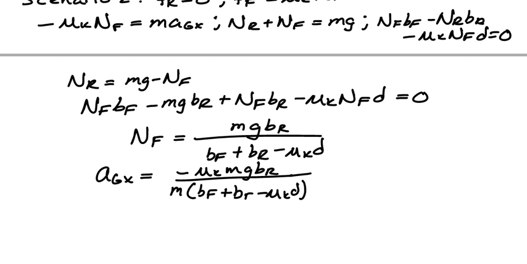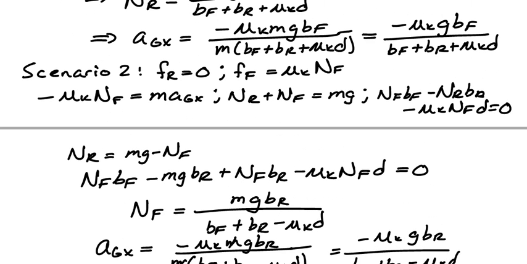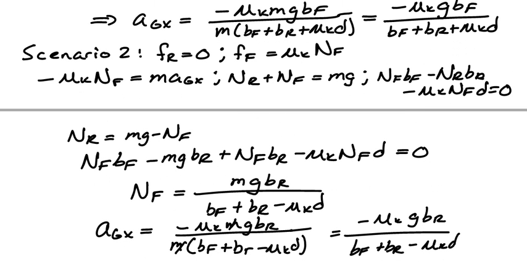So now we can compare the two accelerations. I'll note that the masses cancel. So I'll have minus mu_k times g times b_r divided by b_f plus b_r minus mu_k times d. Now we can compare these two quantities from front wheel braking and rear wheel braking. So this quantity here that's at the top of the page is the acceleration I get with front wheel braking. This is what we get with rear wheel braking.